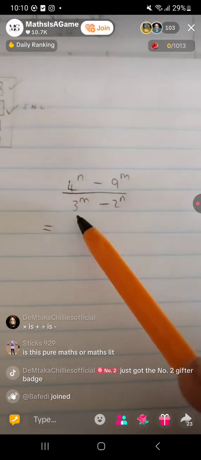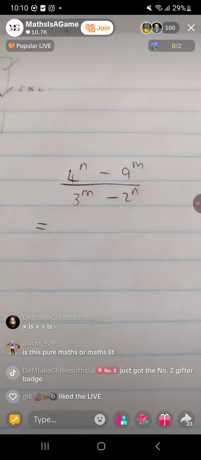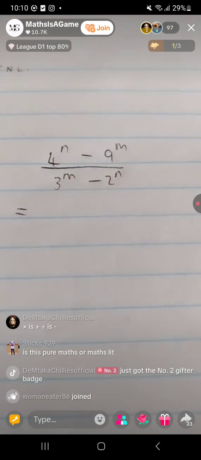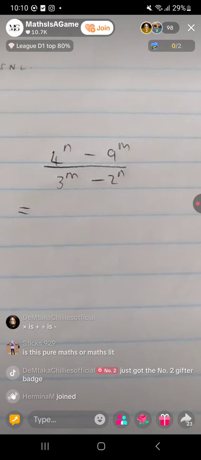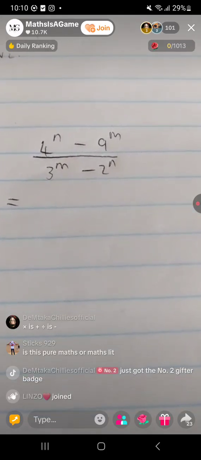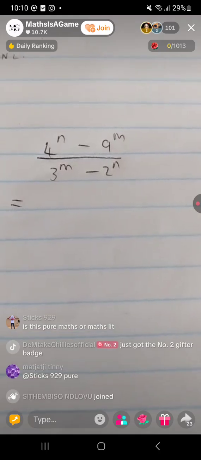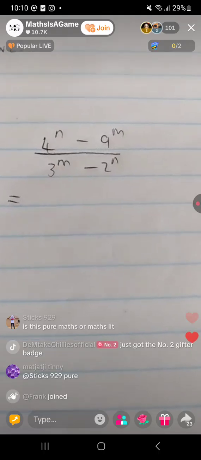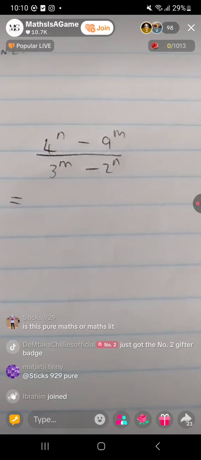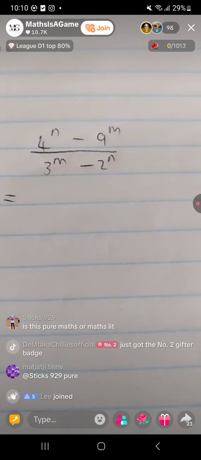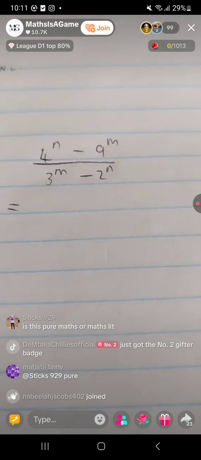4 to the power n minus 9 to the power m over 3 to the power m minus 2 to the power n. Once again, another question. So once again, what do we see here? It's not just multiply and divide. How many terms in the expression? We have 1, because it's a fraction. If you look at the denominator, how many terms? In the denominator you have 2. In the numerator, we have 2. So that means we have addition and subtraction. We have subtraction in the mix.